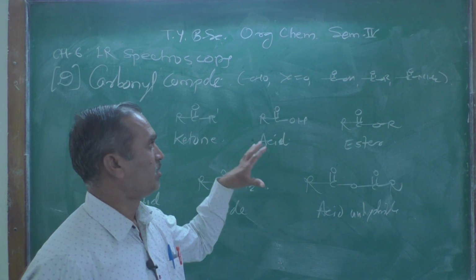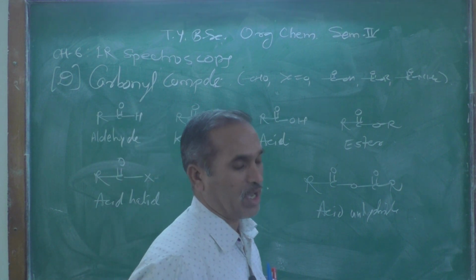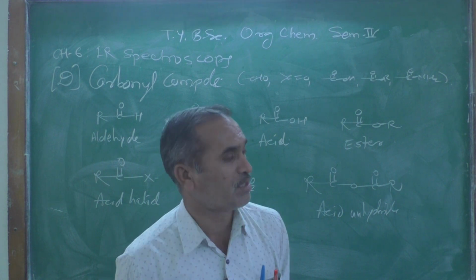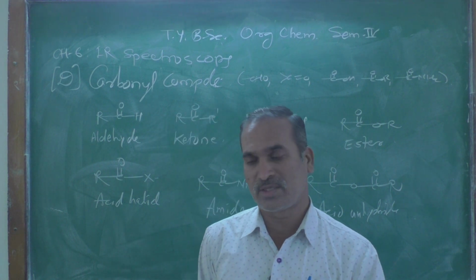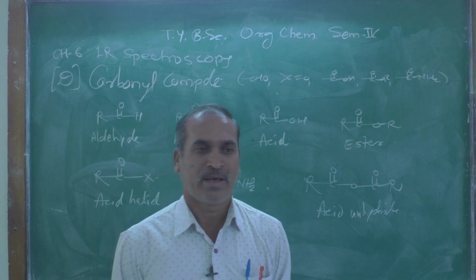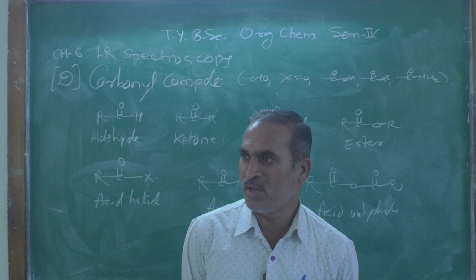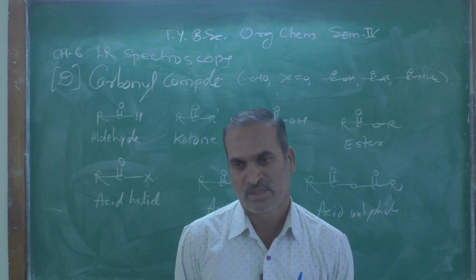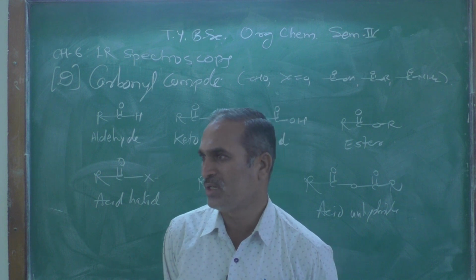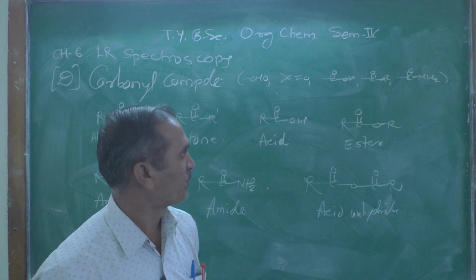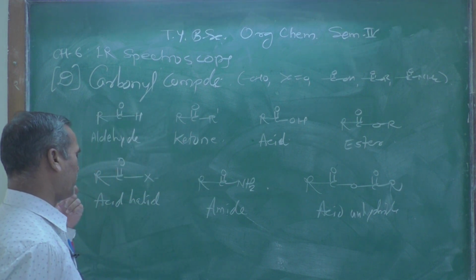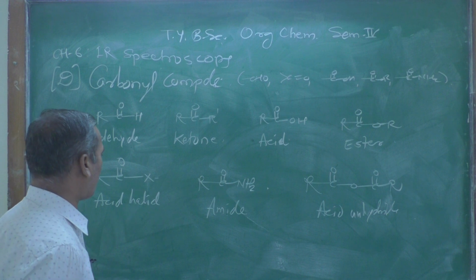By definition, the organic compound having general formula RC double bond OR dash is known as an ester, where once again R and R dash may be the same or different, and may be an aliphatic compound or an aromatic compound. Let's move on to the next one, which is acid halide.